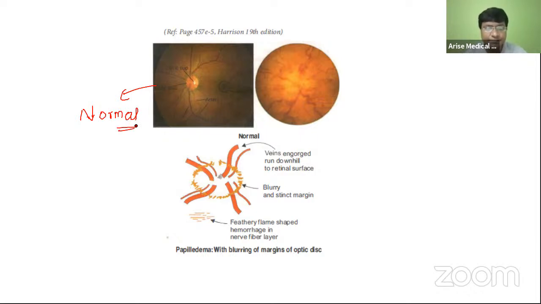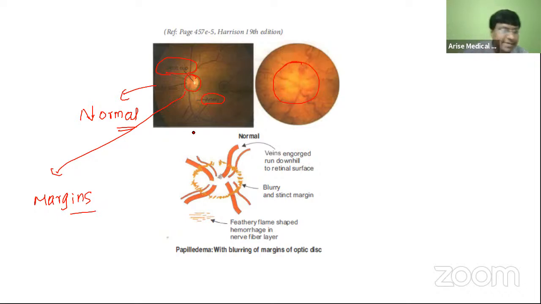In the normal fundus examination, you will be able to make out the veins and arteries, the vessels. This will be your optic disc in the center, and here will be your arteries. Vasculature can be made out easily. Whereas, see, this is your optic disc. You have a beautiful optic disc where the margins are very clear. But if you see the margins of the optic disc in this fundus examination, they are completely blurred.